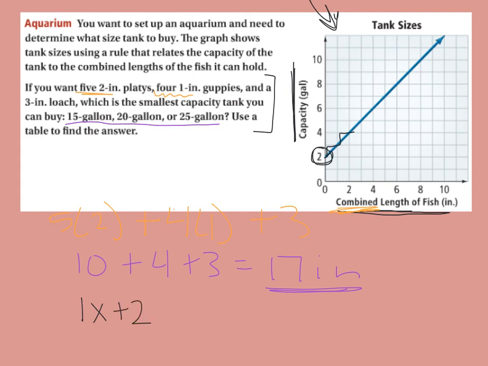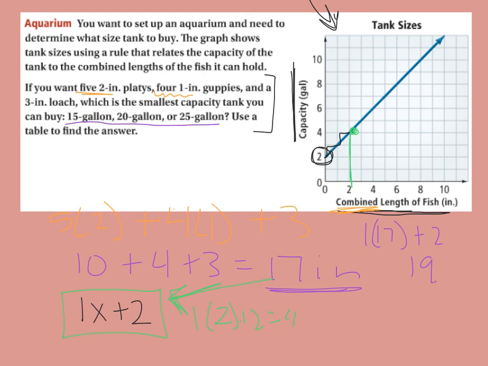Again, you can always check this. So if I plug 2 into my equation, I would have 2 times 1 plus 2, which is equal to 4. And if I look at my graph, it should be at 4. So this equation checks out. So now I want to use my combined weight into my equation that I found. So I'm going to have 17 times 1 plus 2, which would be 19.